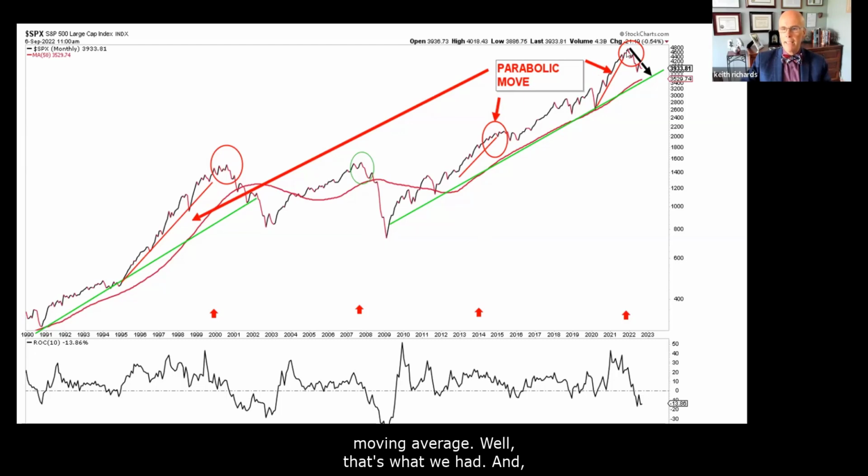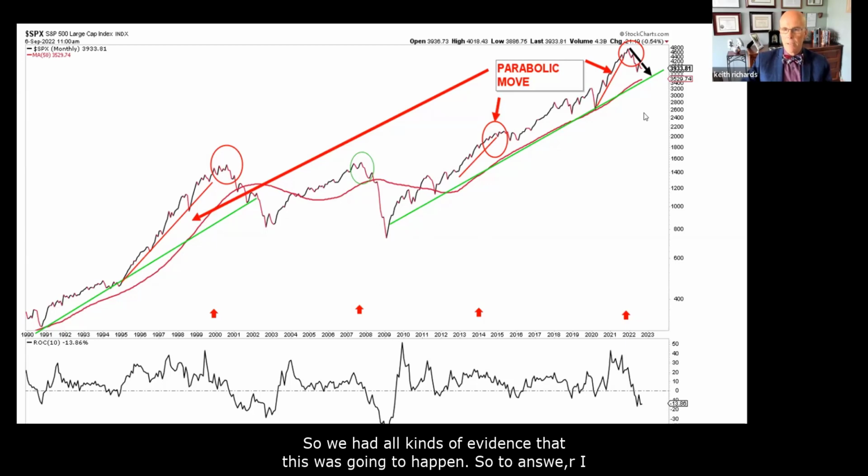That's what we had, and typically these spikes occur after a parabolic move. If the green line is the trend line back in the 90s, you can see the jump up over the tech bubble, and you can see the green trend line that occurred since 2009, which was the bottom of the last market crash, and you can see a parabolic move there and a parabolic move there. So we had all kinds of evidence that this was going to happen.